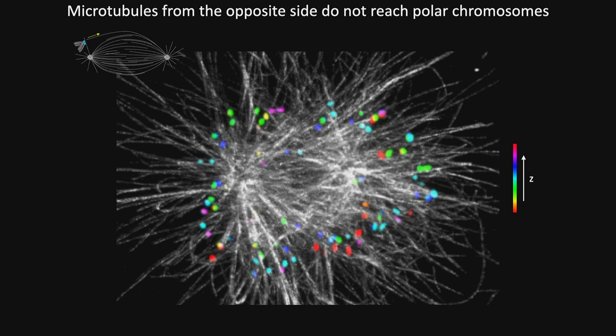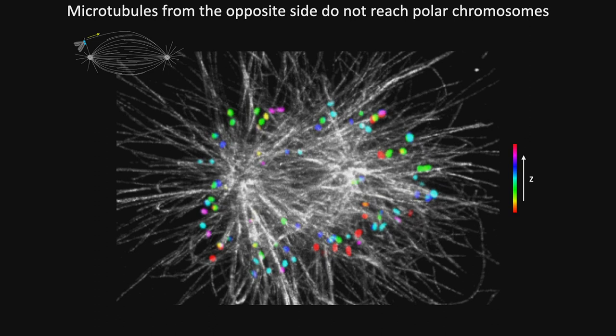Now, model 2 was that the microtubules from the opposite side reach the kinetochore and pull it towards the opposite side. This is a super resolution STED image of a spindle at a very, very early stage of assembly. Here is one pole, here is the other pole, and we have a lot of kinetochores behind this pole and behind this pole. And if we look at these polar kinetochores, we don't actually see microtubules from the other side attaching to them.